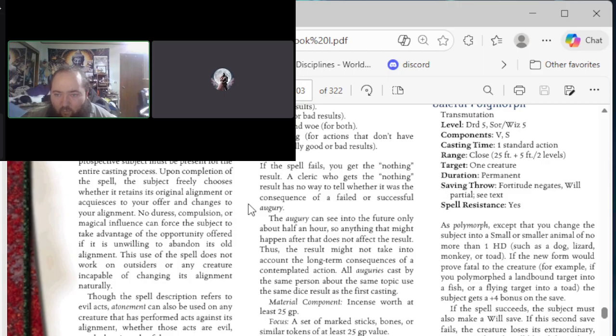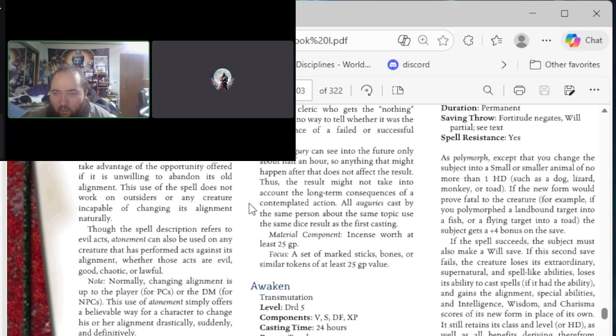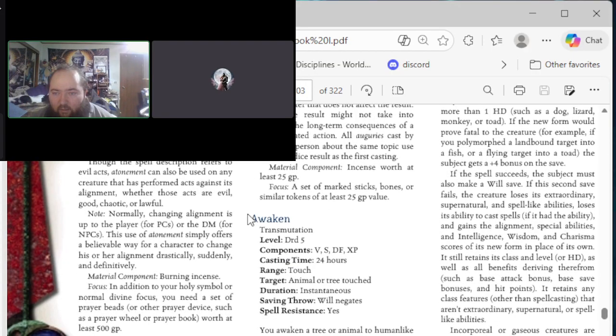This use of the spell does not work on outsiders or any creature incapable of changing its alignment naturally. Though the spell description refers to evil acts, atonement can also be used on any creature that has performed acts against its alignment, whether the acts are evil, good, chaotic, or lawful. Note: normally, changing alignment is up to the player for PCs or the DM for NPCs. Thus, the use of atonement simply offers a believable way for a character to change his or her alignment drastically, suddenly, and definitively. Material component: burning incense.